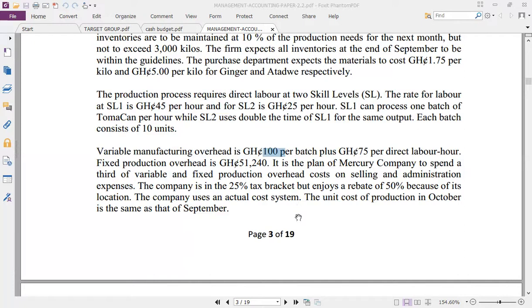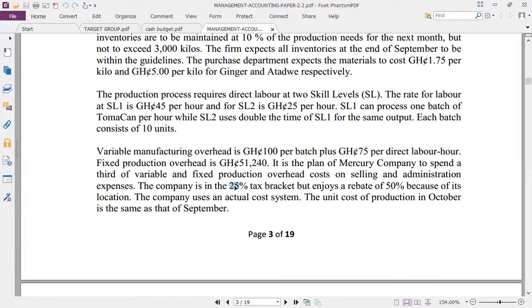Actual cost system. The unit cost of production in October is the same as that of September. Why are they saying this? Because there's some closing and opening inventory, so that we can value opening inventory the same way we are going to value the October production unit. Good. Now the tax, there's a rebate.